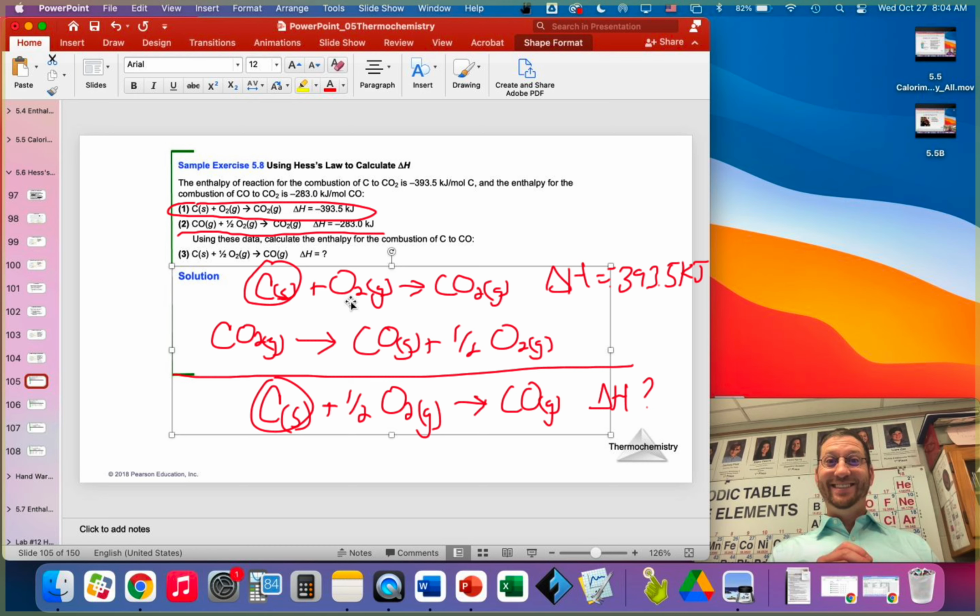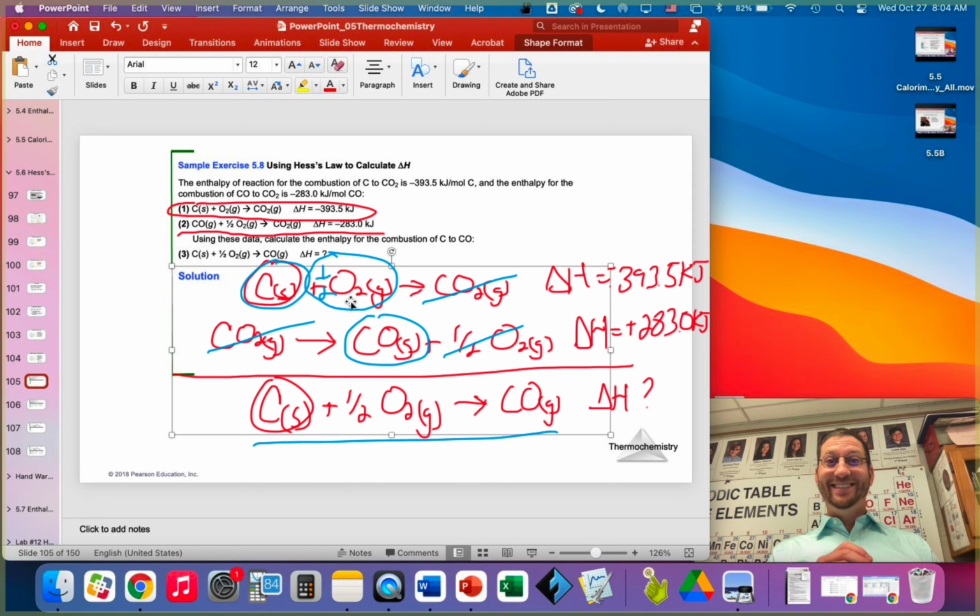And when we flip a reaction, we'll get the same delta H. It would just be the opposite sign. So rather than being a negative 283, it would be a positive 283 kilojoules. So then we just want to go through and strike out everything that cancels. So carbon dioxide gas cancels. This half of an oxygen molecule would cancel out 1/2 of those oxygen molecules, and we're left with carbon solid, oxygen gas producing carbon monoxide, and that's exactly what we want down here in this final reaction.